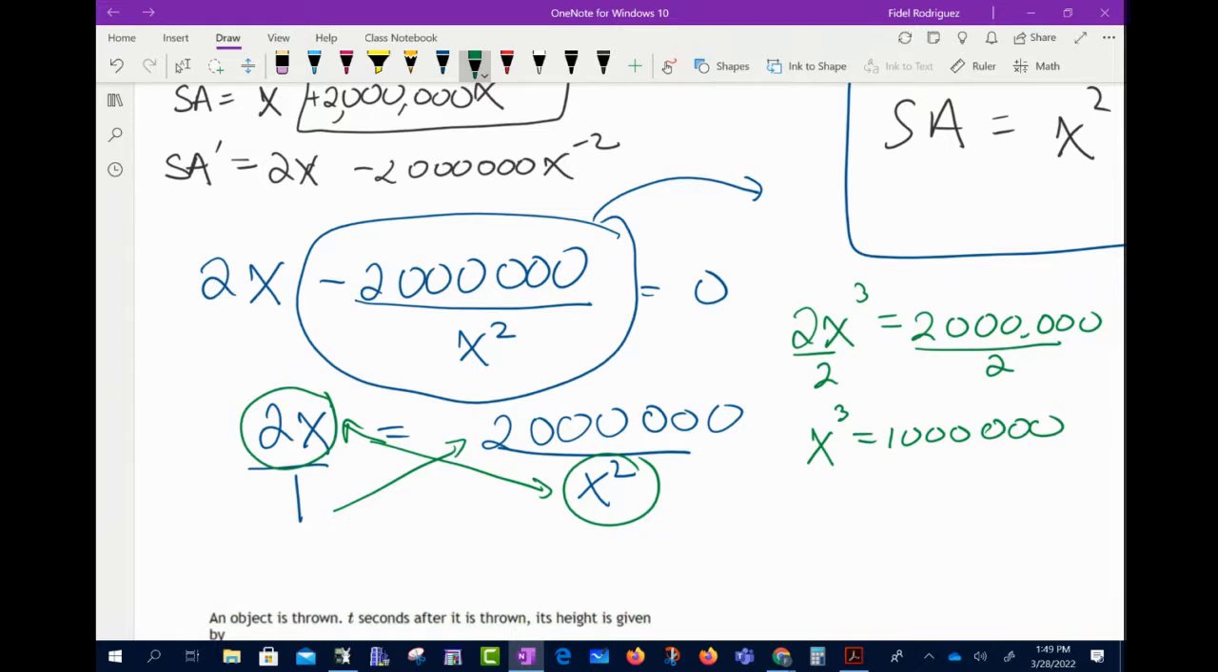Question, does anyone know how I would solve this part for x? If I have x to the third is equal to a million, how would I find the value of x? Anyone know? We're going to take the root. Very good. Excellent. Thank you, Jennifer. We're going to take the root, y'all. Since we're dealing with x to the third, we're going to take the cubic root.